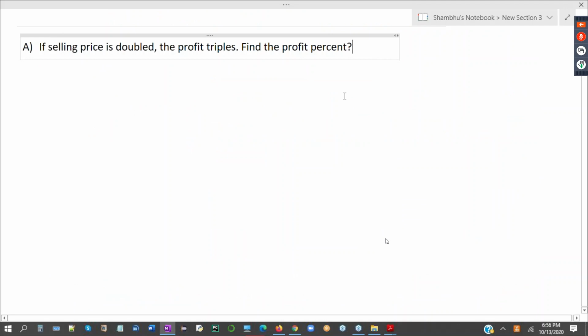So can you answer this? If selling price doubled, the profit triples. Find the profit percent.